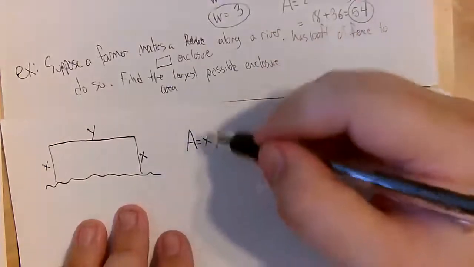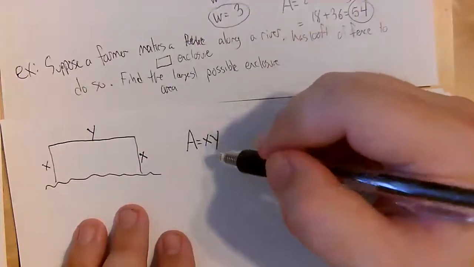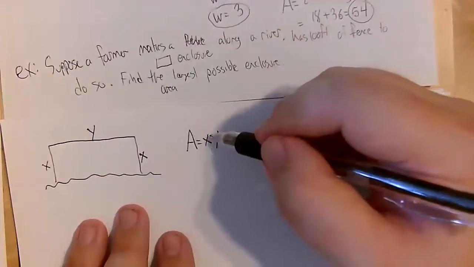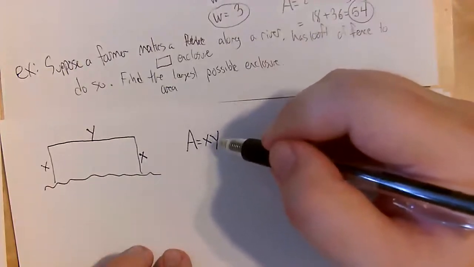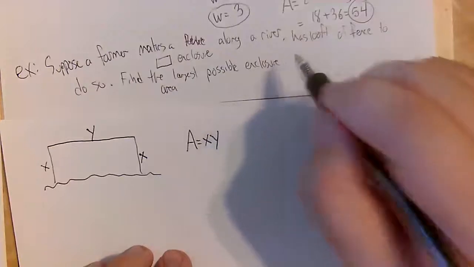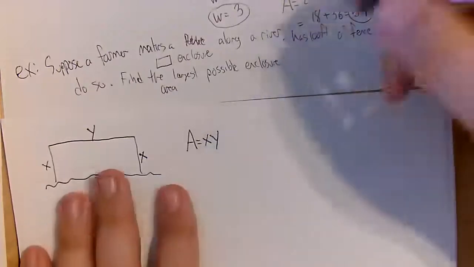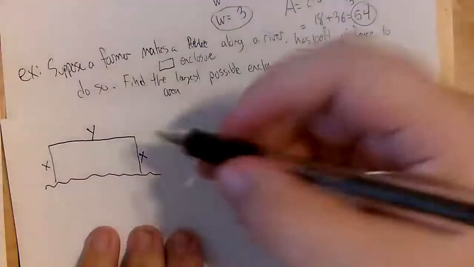That's, of course, the area of a rectangle. Now, that was step 2, writing down our equation. Step 3 has us eliminate all but one of the variables. As we see here, we have 2 variables, so we need to get rid of one of them. And this is where the extra information in the problem comes in. This is where we're going to have to use that the farmer has 100 feet of fence to work with.